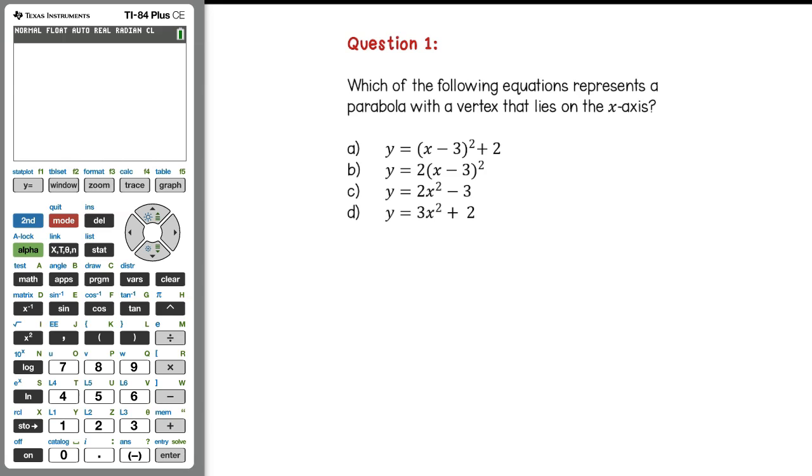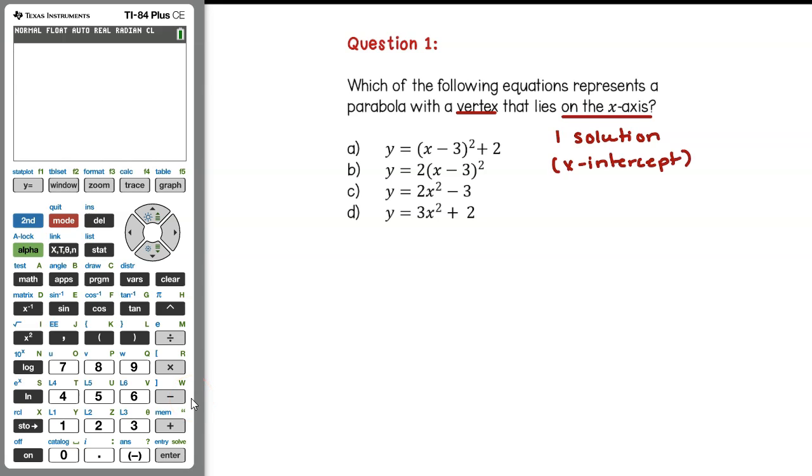Okay, we are looking at question number 1, which asks which of the following equations represents a parabola with a vertex that lies on the x-axis. So we are specifically looking for a quadratic function whose vertex is the one and only one solution to the equation. We know that there is only one solution because when the vertex is sitting on the x-axis, that means I have just one solution, and it is that point that comes in contact with the x-axis.